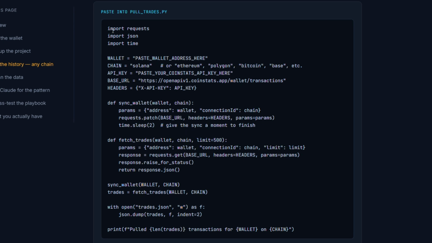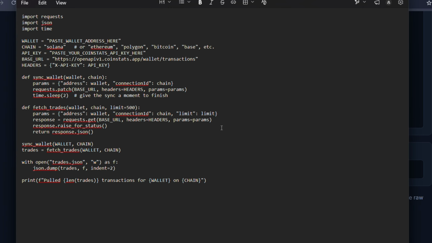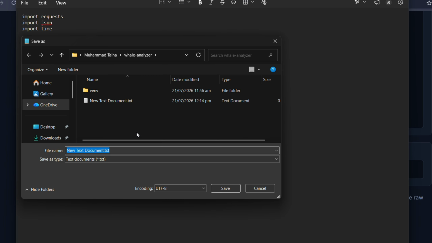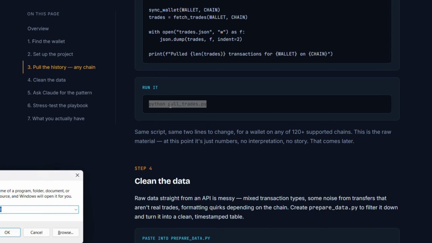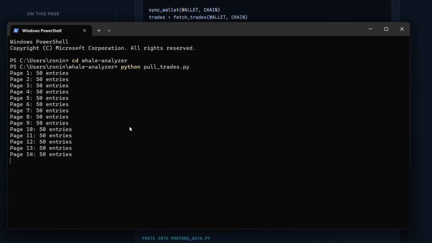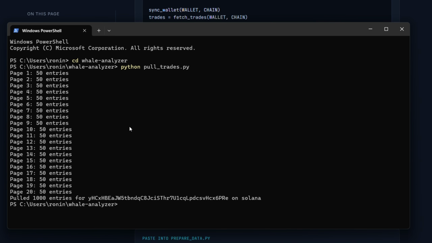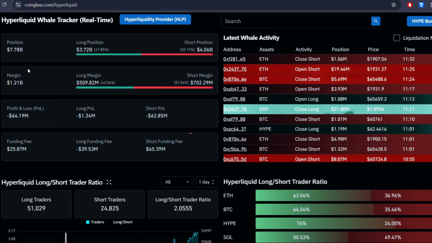On screen, you'll see a short script running that syncs the wallet's history and pulls it down, every trade, transfer, and swap, into a local file. Run it once, and you've got the wallet's complete history sitting on your machine, no matter what chain it's actually on. This is the raw material. At this point, it's just numbers. No interpretation yet, no story. That comes later, and it's important we don't skip ahead to it.